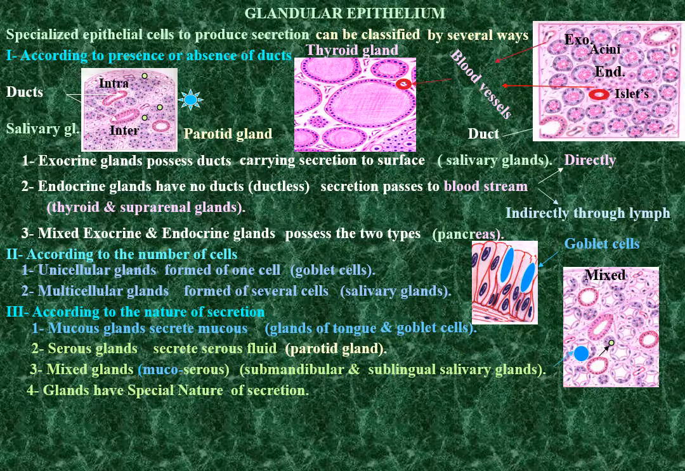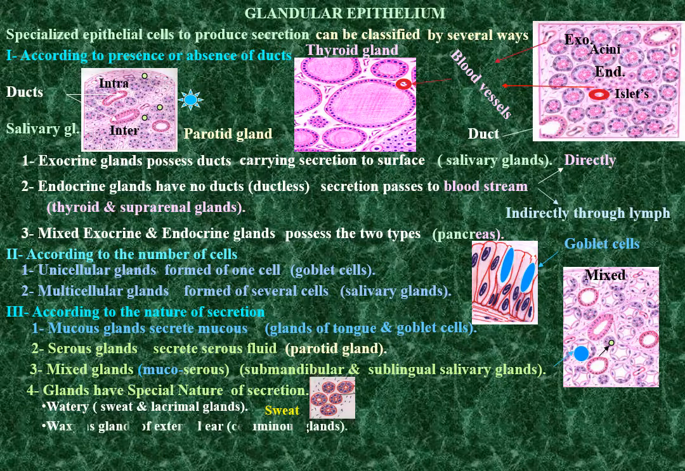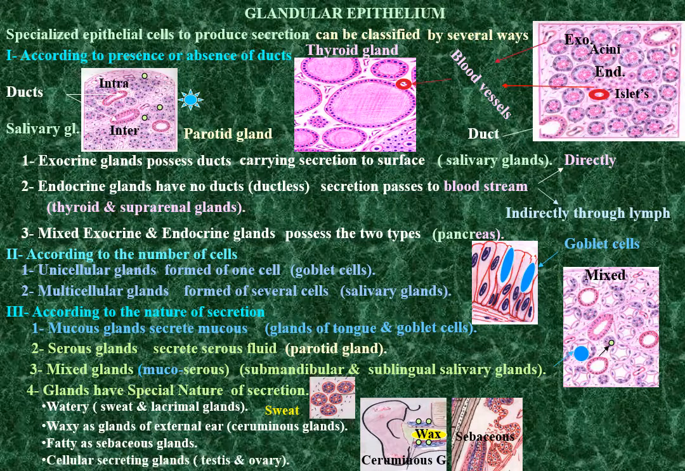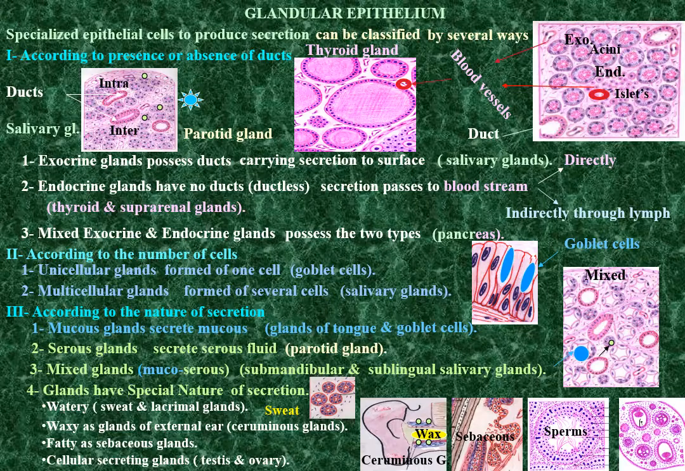Some glands have a special nature of secretion. The secretion may be watery, as sweat and lacrimal glands, waxy, as glands of the external ear, seminous glands, fatty, as the sebaceous glands, or cellular secreting glands, as the testes produce sperms and ovaries produce ova.